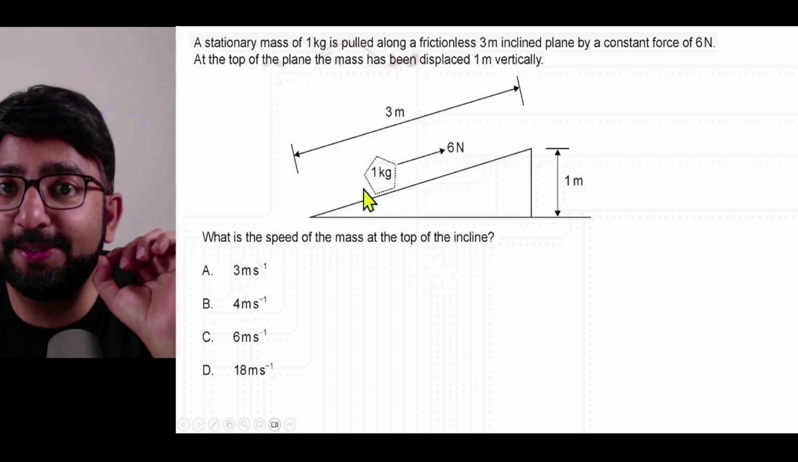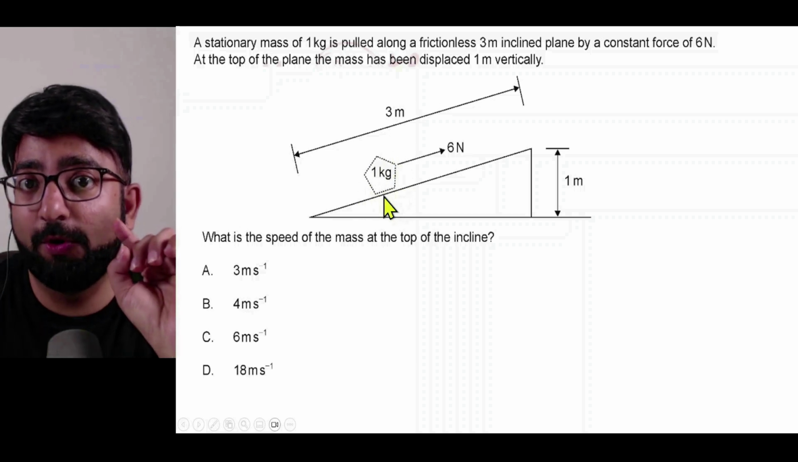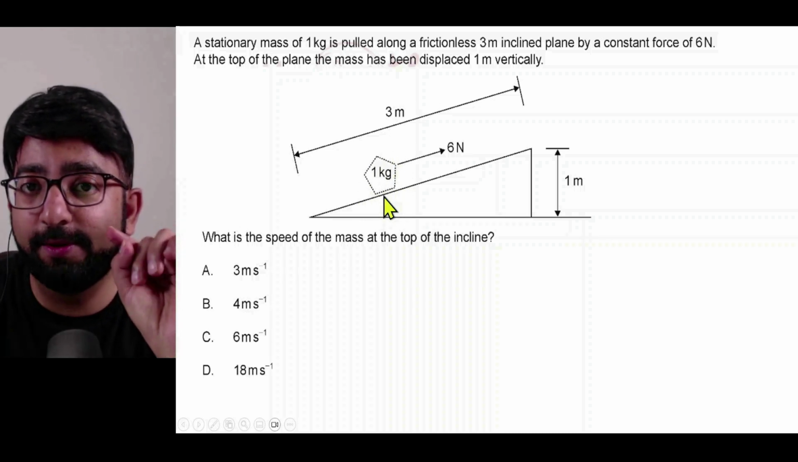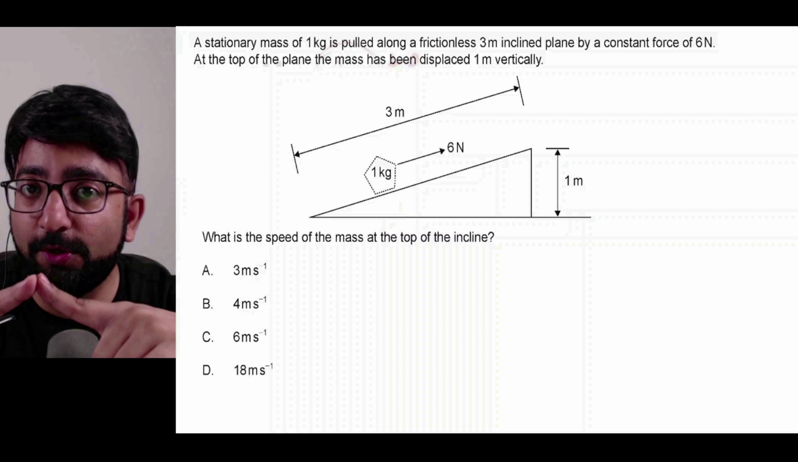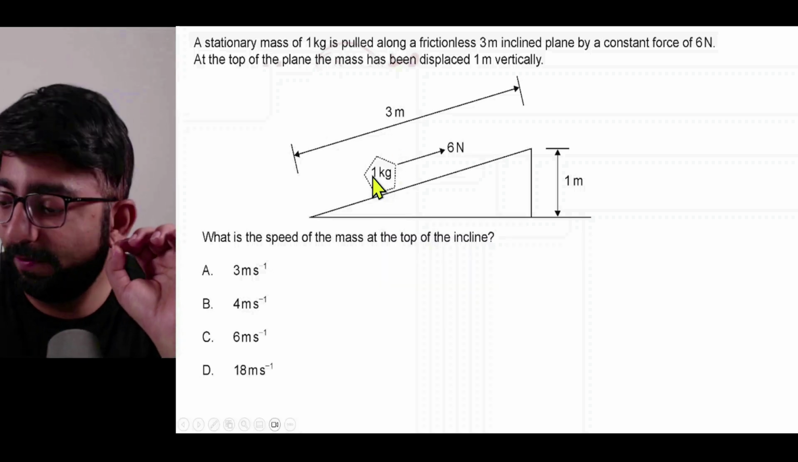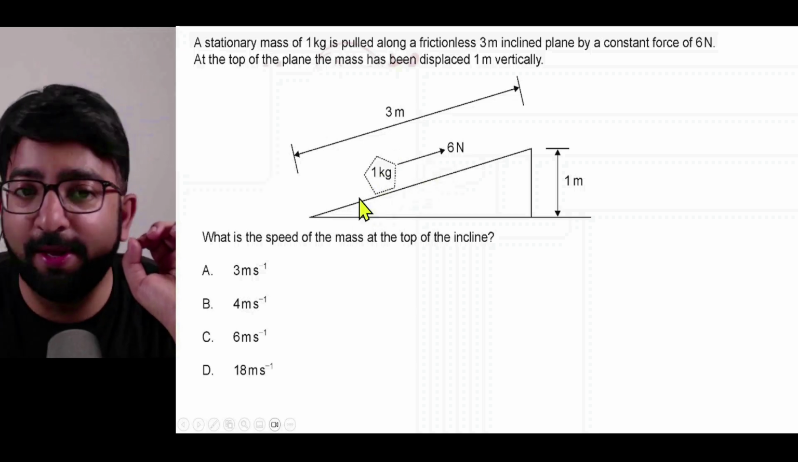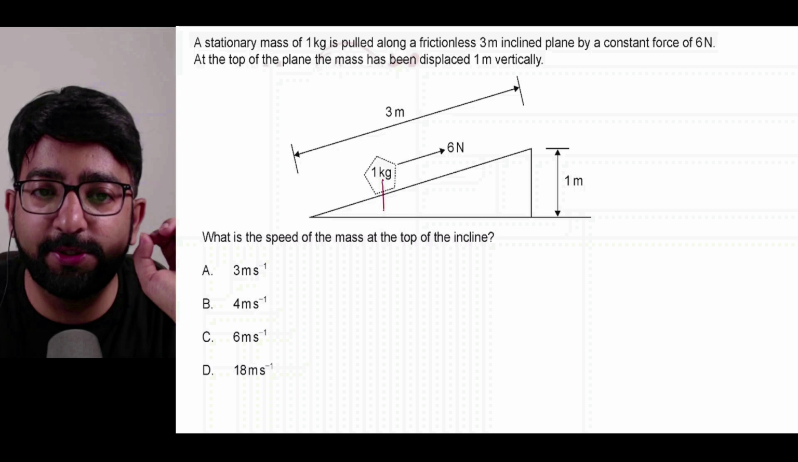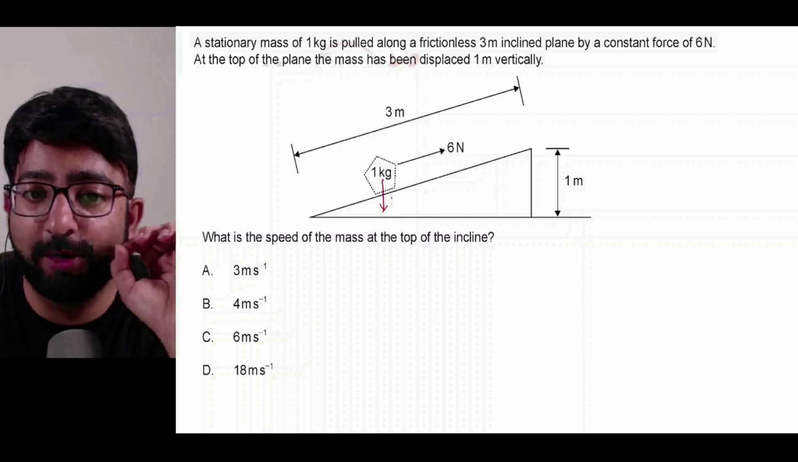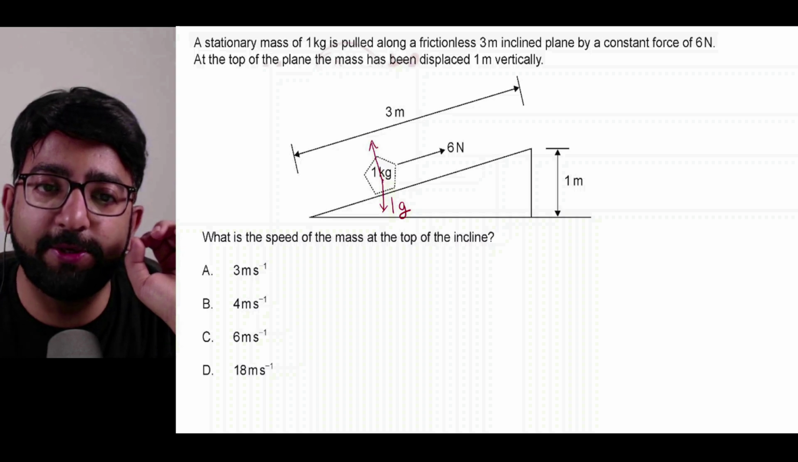Now, step number 1 is to identify the different types of forces acting on the object, because on that basis we will choose either to use the mechanical energy conservation or the work energy principle. So on the object, the first force acting is already shown, which is the applied force, 6 newtons. Then we have the gravitational force, which is the weight of the object, so that will be 1g. And then we'll have the normal reaction.